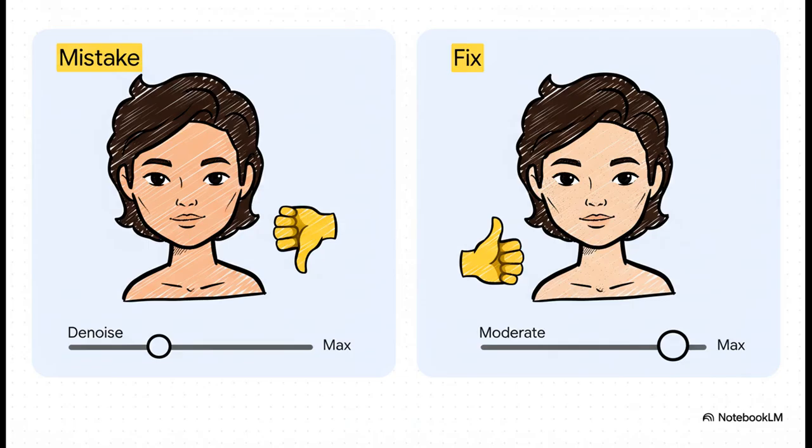Okay, let's talk about the number one mistake we all see, the waxy, plastic-looking face. It happens when you just push that denoise slider way too far. The fix is so simple, just dial it back. Seriously, it's better to have a little bit of natural grain in there than skin that looks like it belongs on a mannequin. Real people have pores.